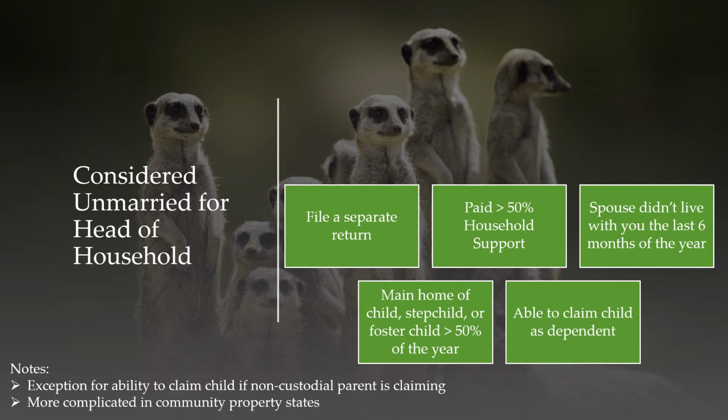This is a more complicated situation in community property states, and Washington is a community property state. So we're going to follow the lead of the AARP Tax-Aide program in our area and say that if we come across this situation, the spouses would need to have lived apart for the entire year, and they would need to have separate banking.